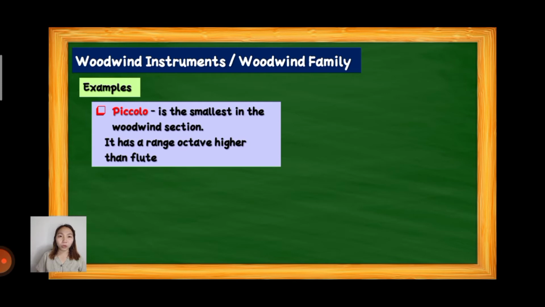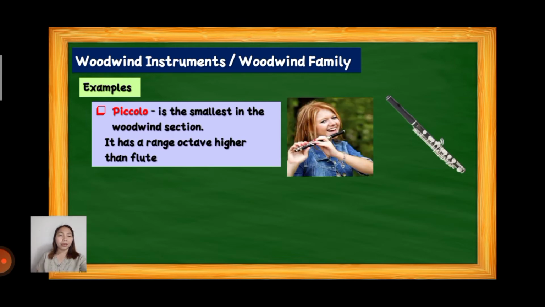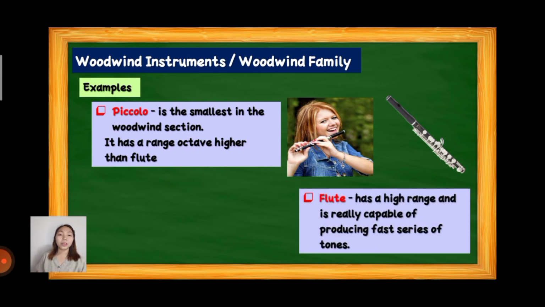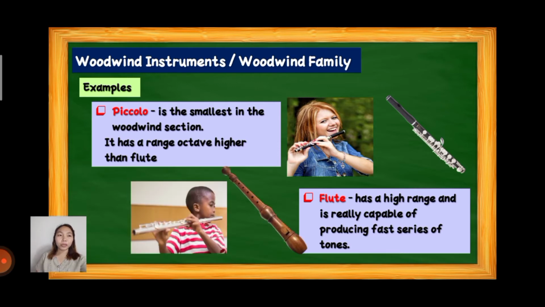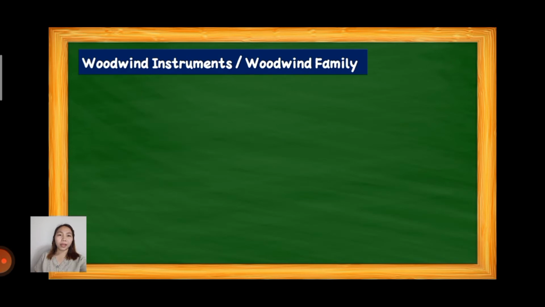So, the piccolo. Piccolo is the smallest in the woodwind section. It has a range octave higher than flute. So, this is an example. Okay. Next, we have here the flute. Has a high range and really capable of producing fast series of tones. So, this one. Okay. So, ang uban na made of wood, ang uban po made of metal.